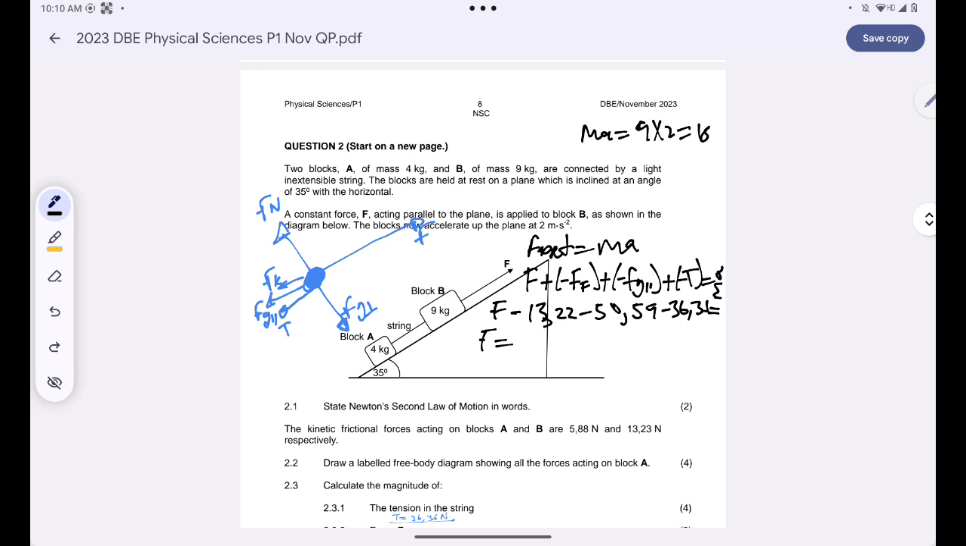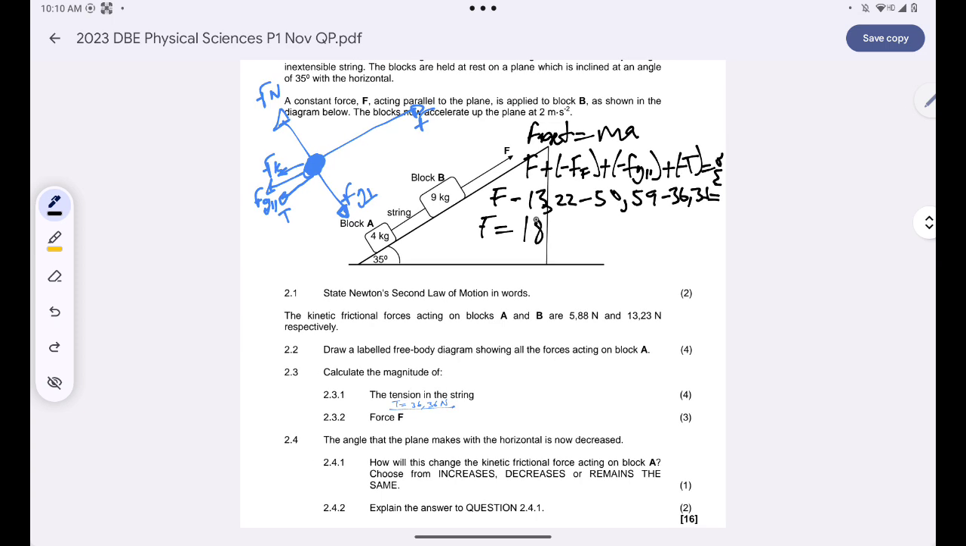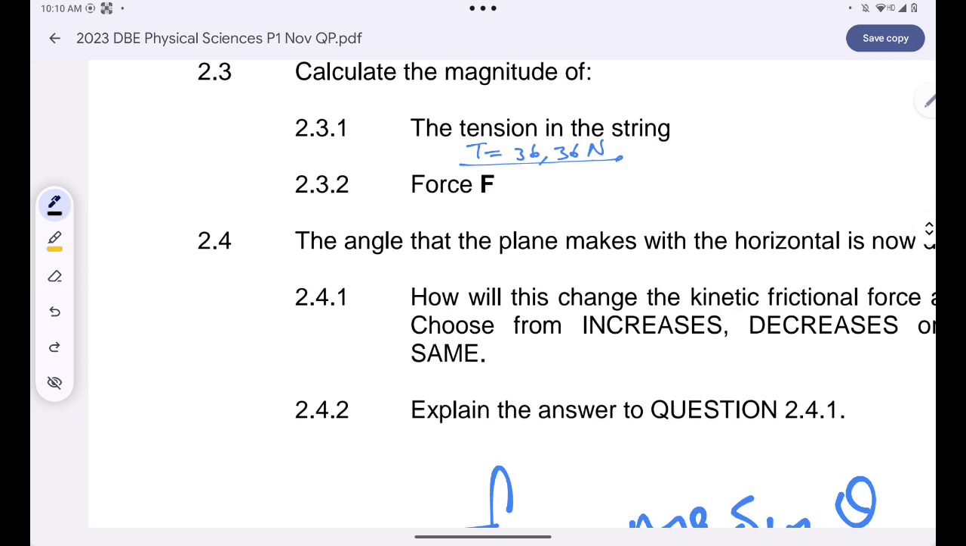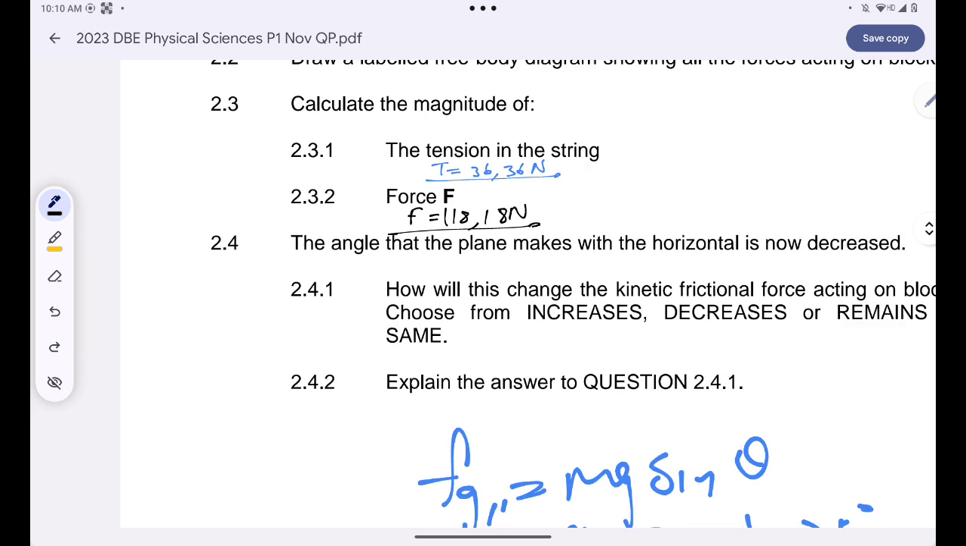9 times 2 plus 13.23 plus 50.59 plus 36.36. So force F is equal to 118.18 newtons. Force F is equal to 118.18 newtons.